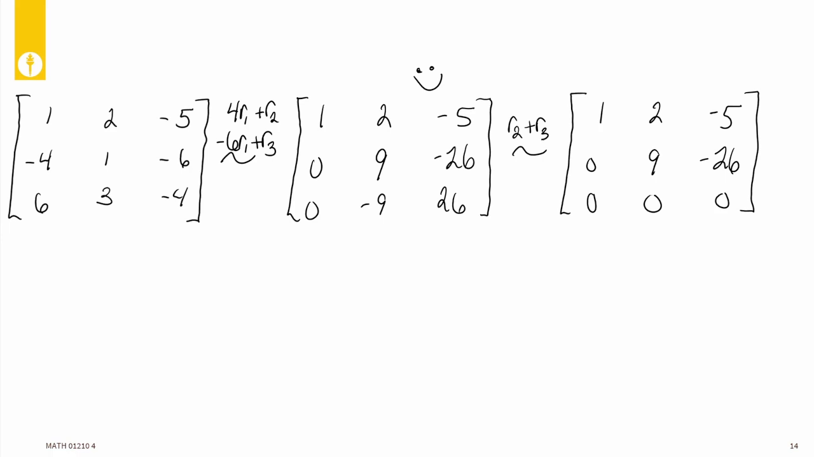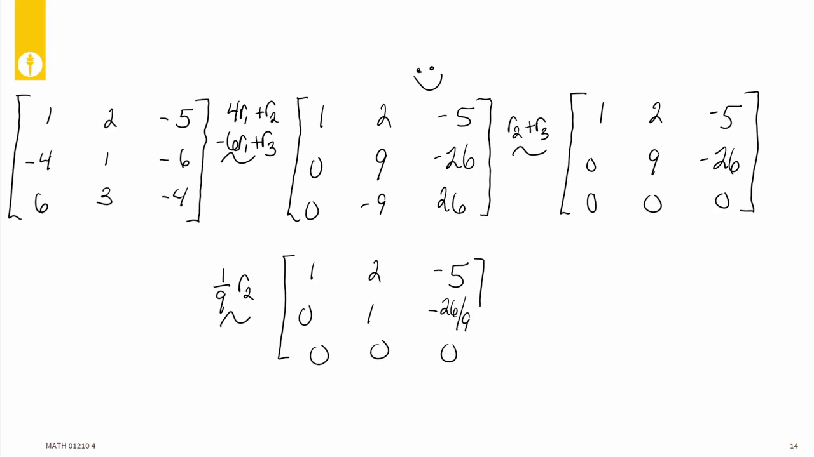Now I'll go ahead and multiply row 2 by 1/9. Notice it doesn't change anything if I would have done it first and then zeroed everything out below it. You still would have ended up with that row of zeros. And there's your REF.